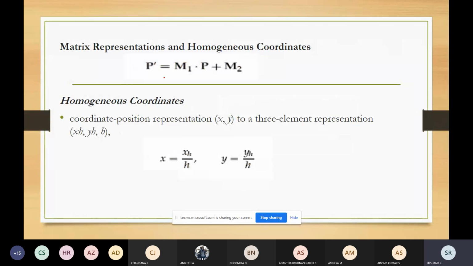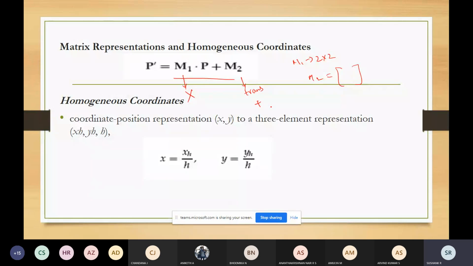This can be expressed in the single equation P dash is equal to M1 into P plus M2, where M1 is a 2 cross 2 array. It will contain the multiplicative factor. M2 is a column vector, a single column vector which contains two rows. It is for translation, or in turn the additive factor.